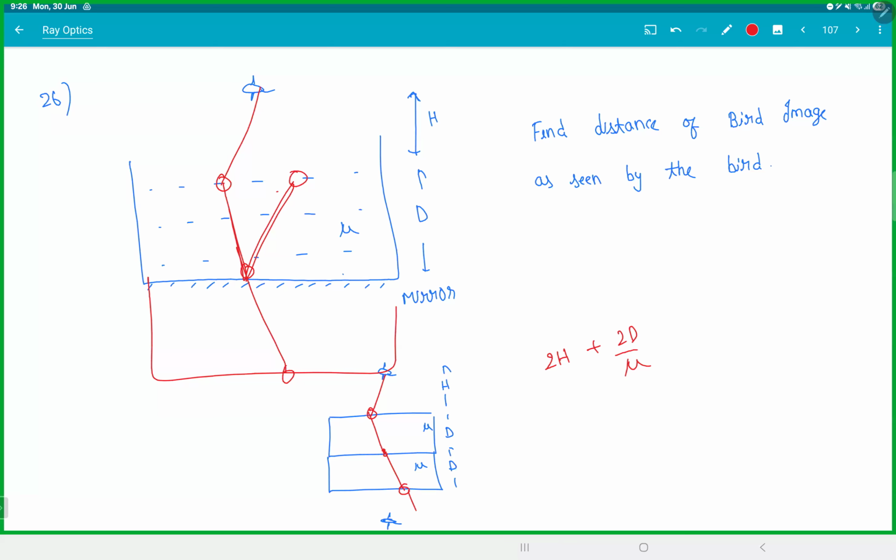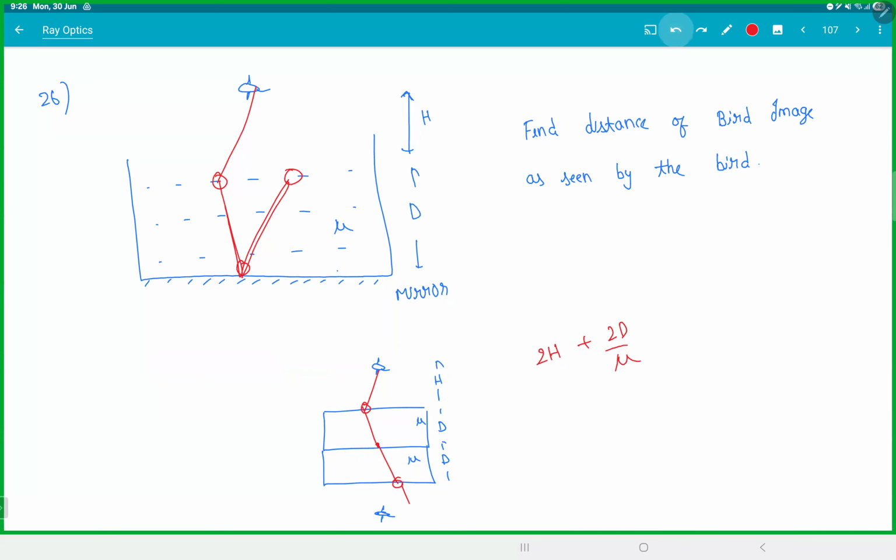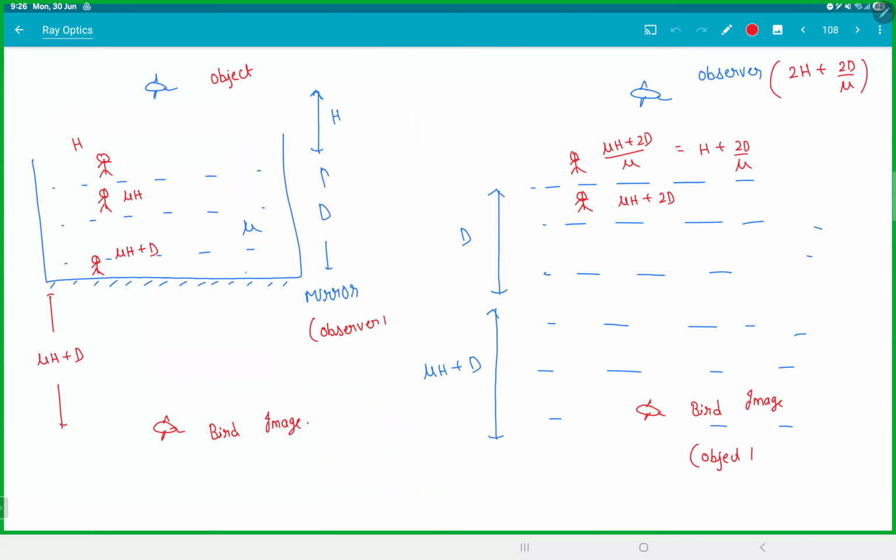Are you getting the logic? If that clicks, great. If that doesn't click, your regular method is always there. Which is not difficult, yeah, a little lengthy and all, but you got it. All got the question? Be careful here. First of all, you need to ask the mirror, boss, where is the bird? Then you get the image. The image is not at h plus d. Then the bird's image will become the object and the bird becomes the observer. All got this?